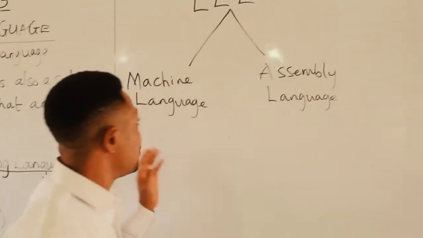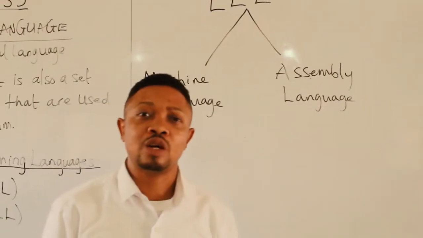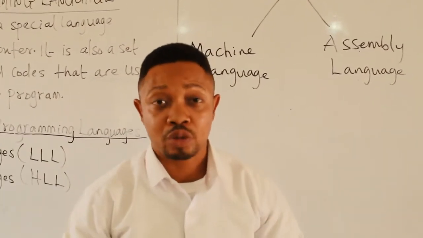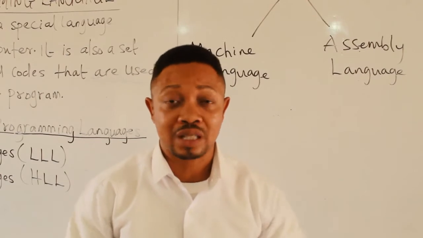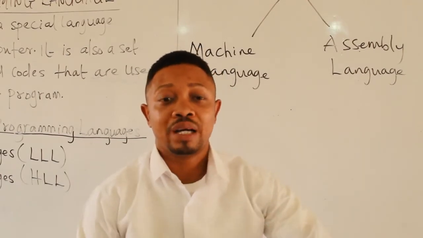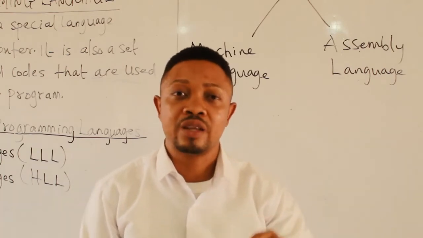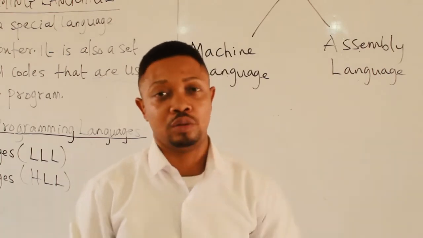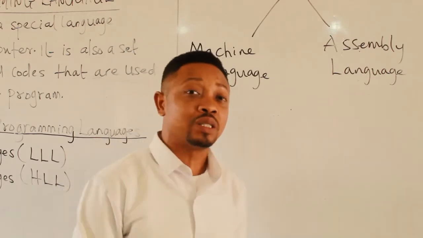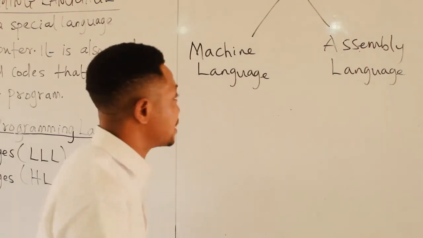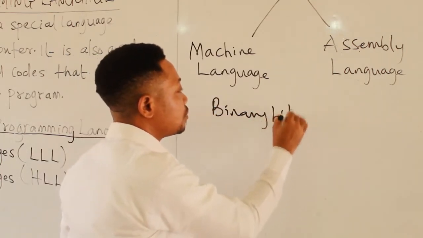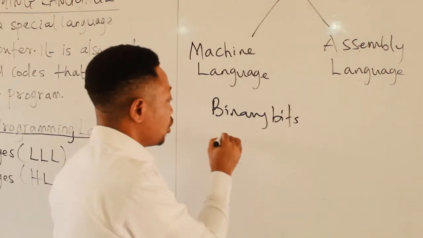What is a machine language? A machine language is that language that is understood by the computer without any form of translation. It is directly understood by the computer without any form of what? Translation. That is what a machine language is. A machine language is written using what we call binary bits. Binary bits are what?